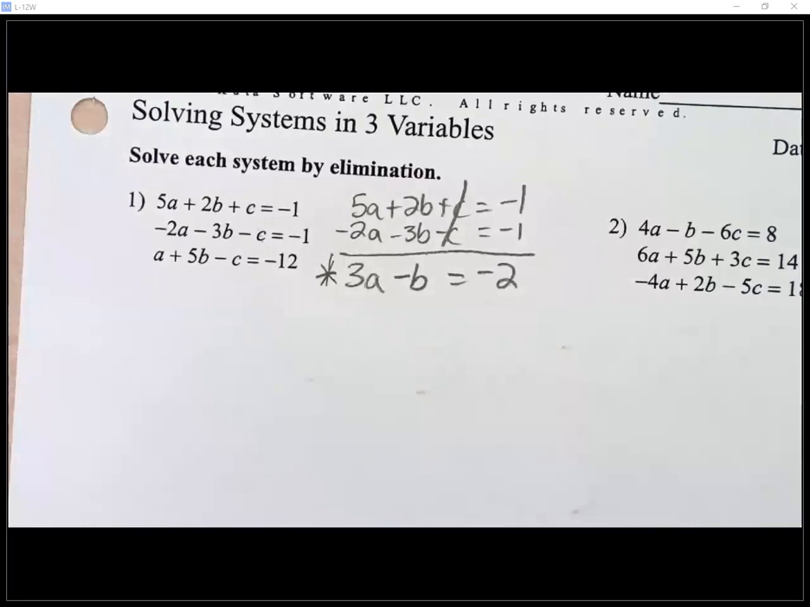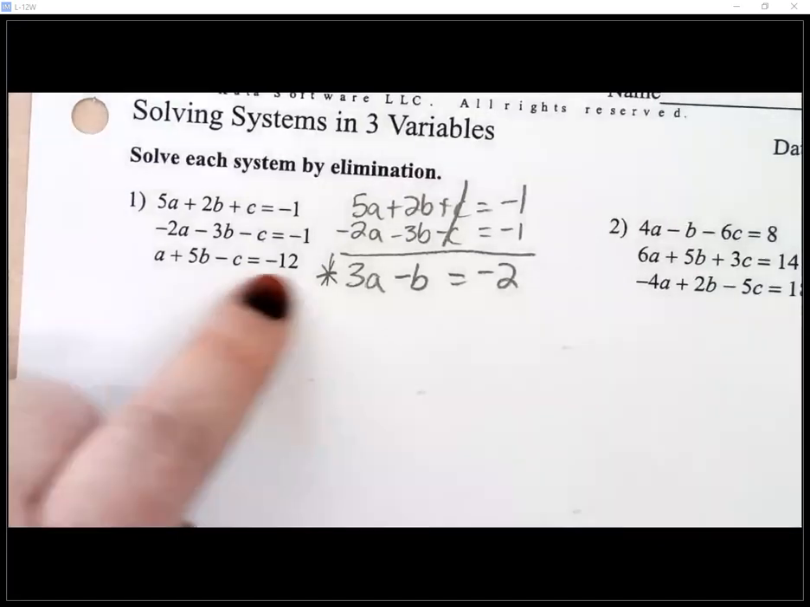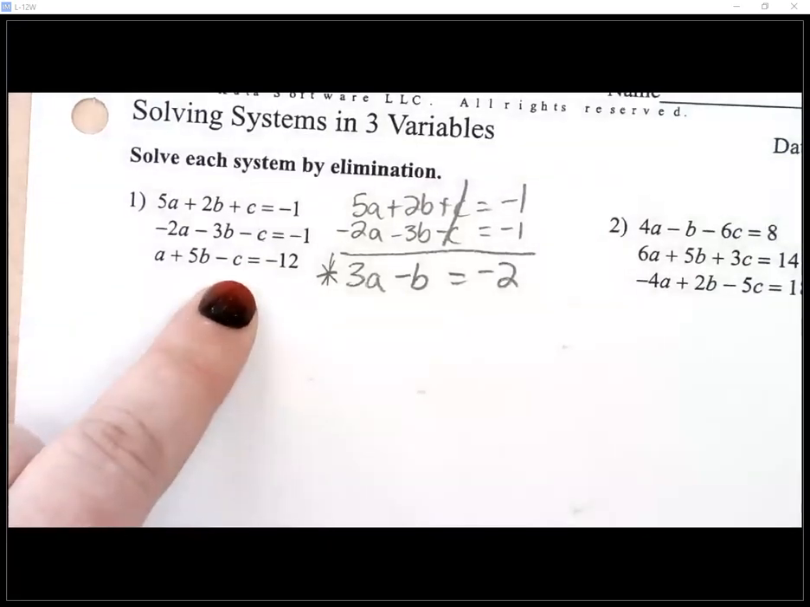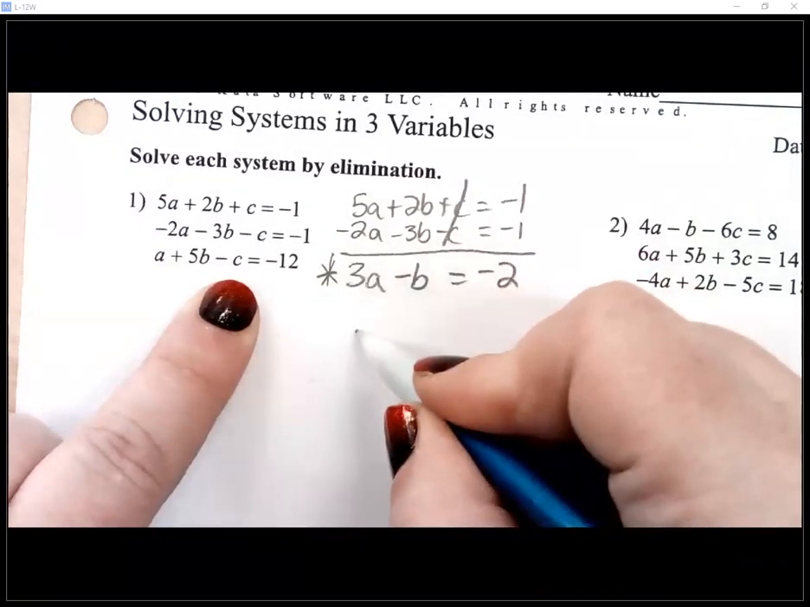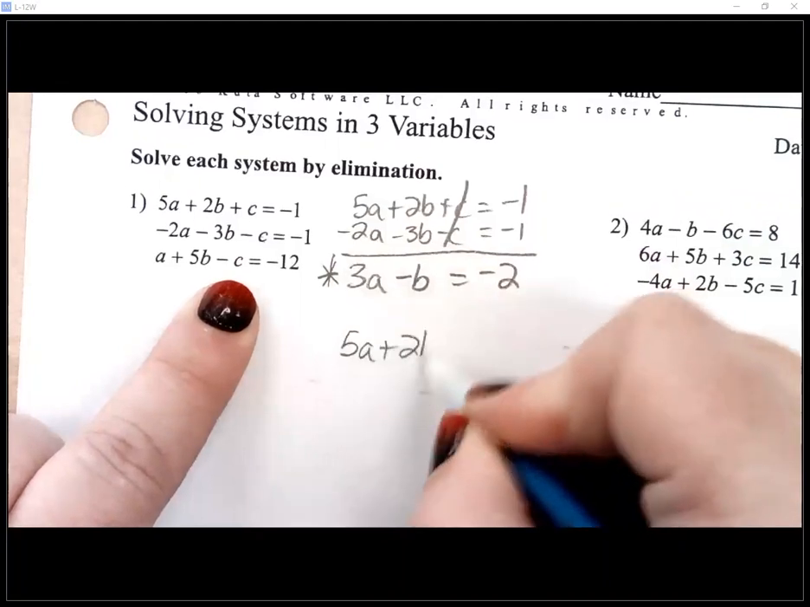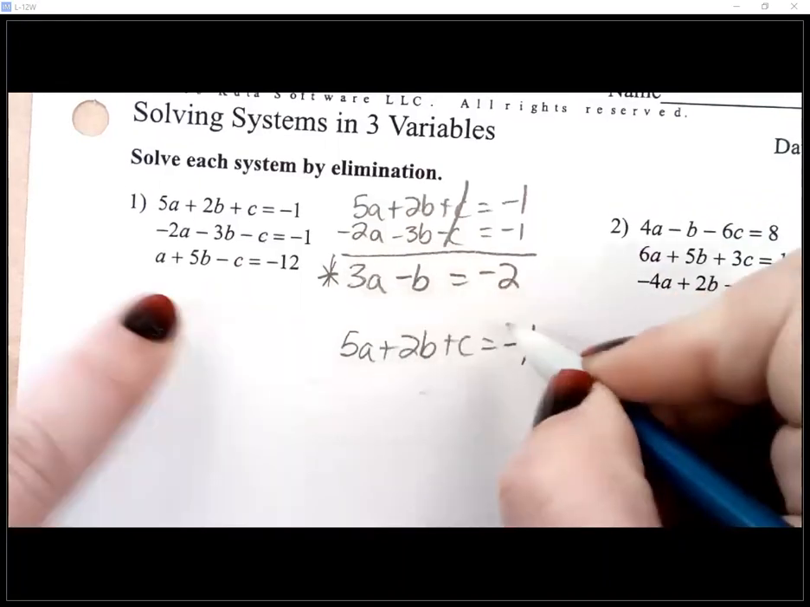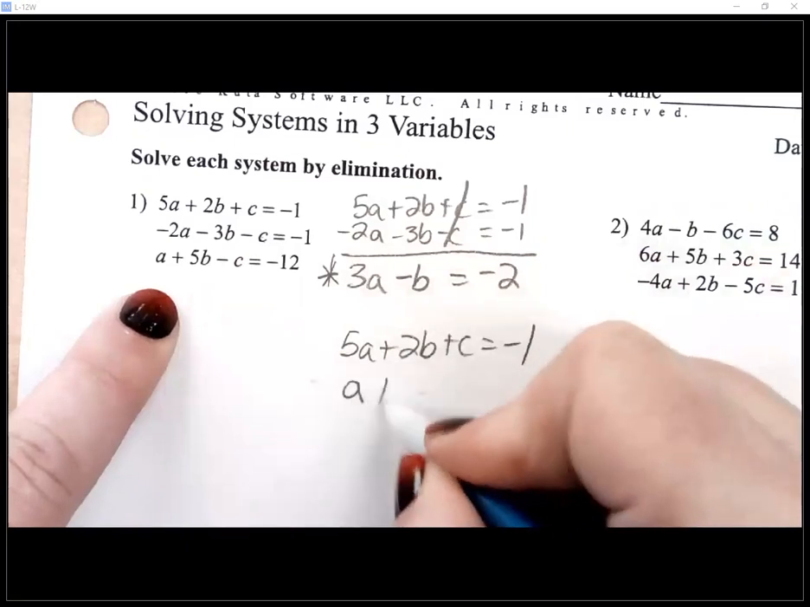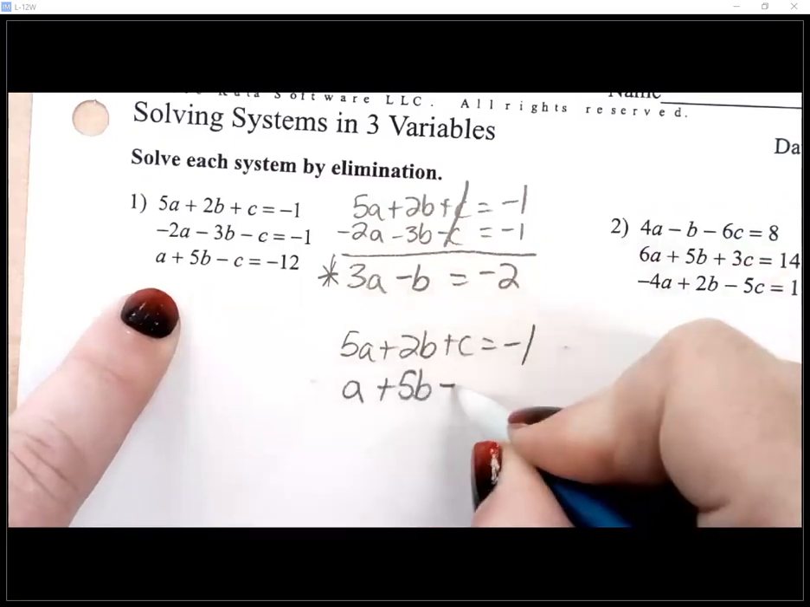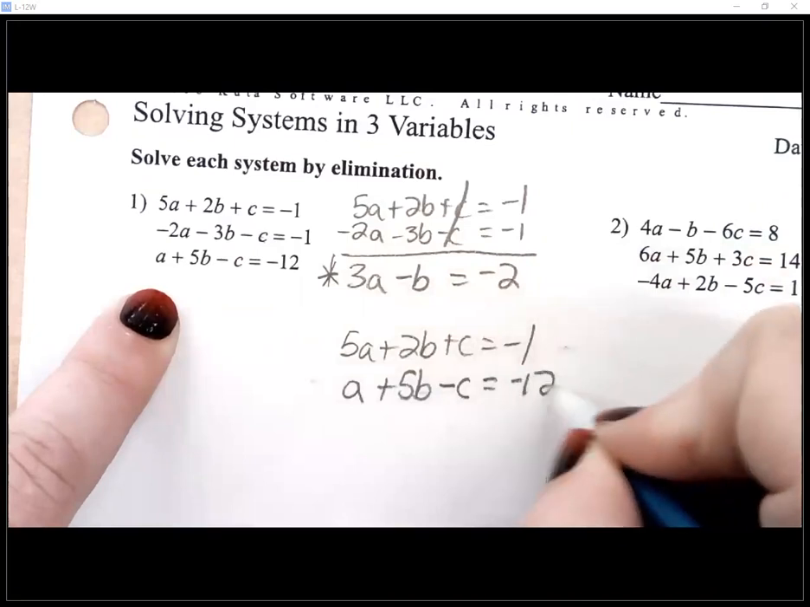Now, the second step, I have to go back to the originals and I have to use the one that I didn't use yet. So in this case, that's the bottom. And I have to eliminate C again. Hey, we luck out because if I just pair the bottom one with the top one, the C's will cancel. So let me do that. So I'm going to do the top equation, 5A plus 2B plus C equals -1. And I'm going to pair it with the bottom one. And I have to use the one that I didn't use yet, which I am. And I have to eliminate the same variable, which I am.